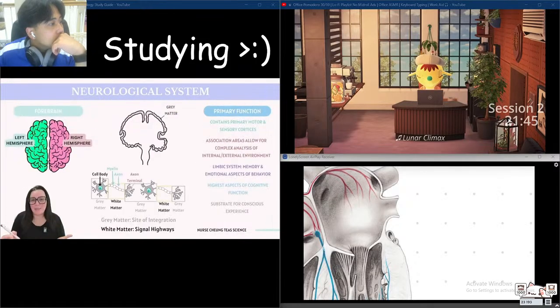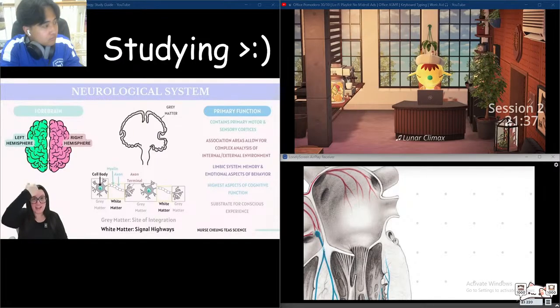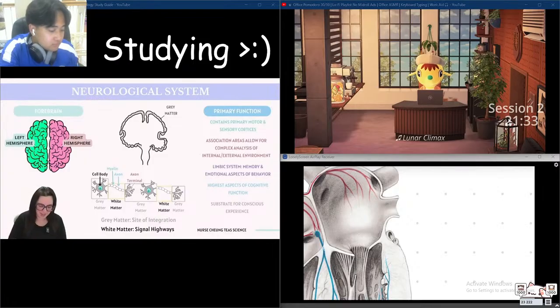Next up, we have the forebrain, which contains our cerebrum, which is the largest and most developed part of our brain. It features a distinct fissure that actually runs down the middle of our brain, dividing it into two hemispheres. We have the left hemisphere and the right hemisphere. But what do we mean by it's the most developed part of our brain?